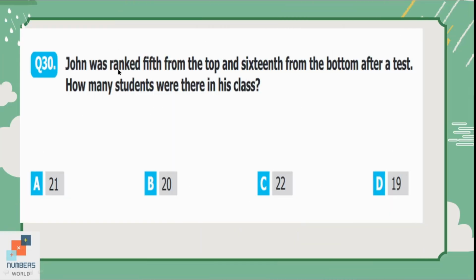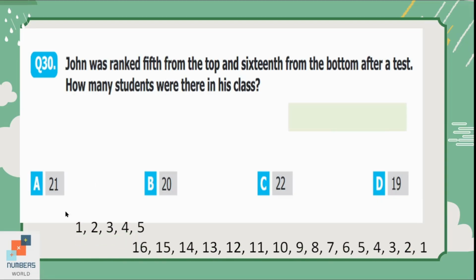Question number 30. John was ranked 5th from the top and 16th from the bottom after a test. How many students were there in his class? So if we write the numbers manually, he was 5th from the top and the same position is 16th from the end. So we can count the numbers manually. Otherwise, we will add 5 and 15, because 16th is the same position as 5. So 15 plus 5 is equal to 20. So there are 20 students in the class, which is our option B.